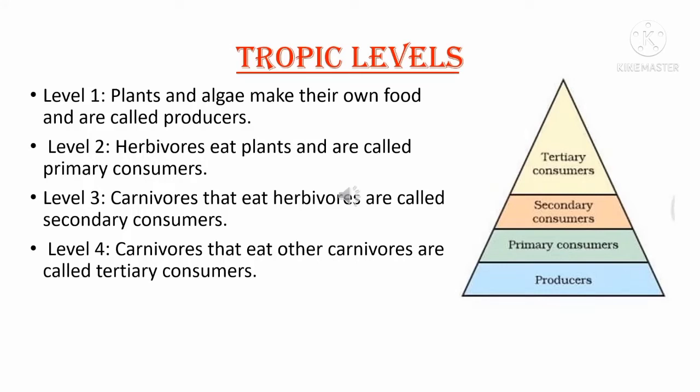First level consists of producers. They are all the plants and algae that make their own food, the ones who do photosynthesis. Coming to level 2, it is primary consumers. Primary consumers consist of all those who eat green plants. Herbivores come in this category. Level 3 consists of the carnivores that eat herbivores, and this level is known as secondary consumers. The fourth level consists of all the carnivores that eat other carnivores, and the level is known as the tertiary consumers level.